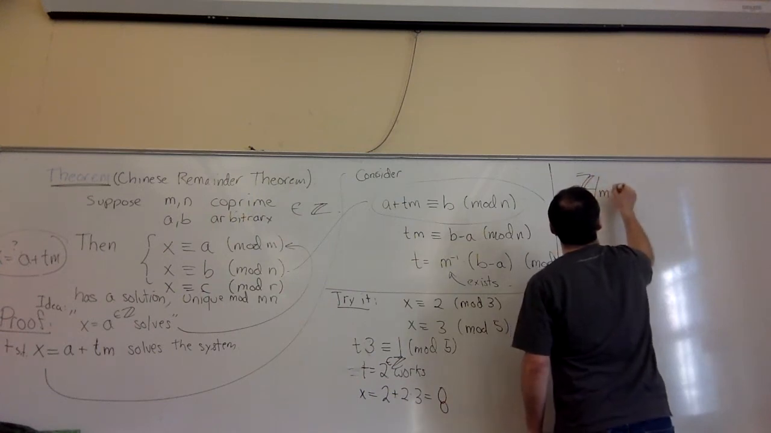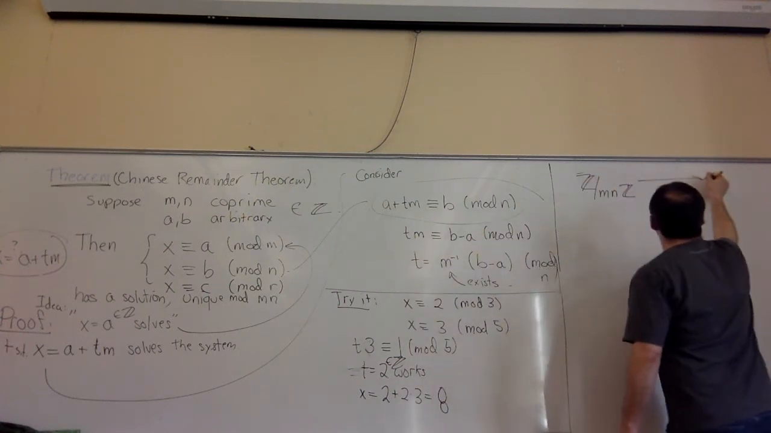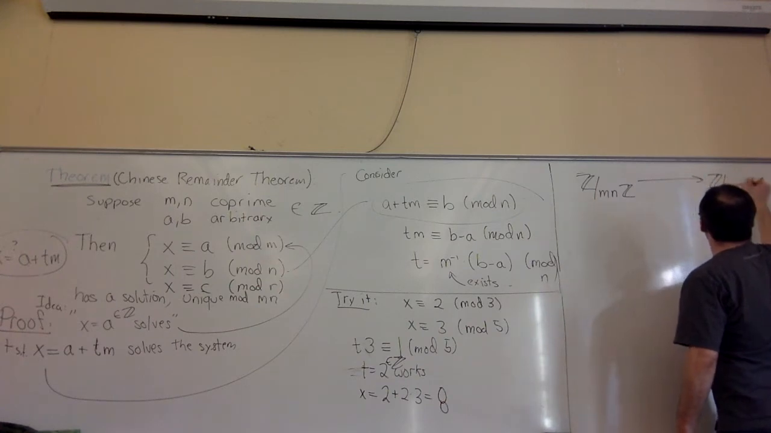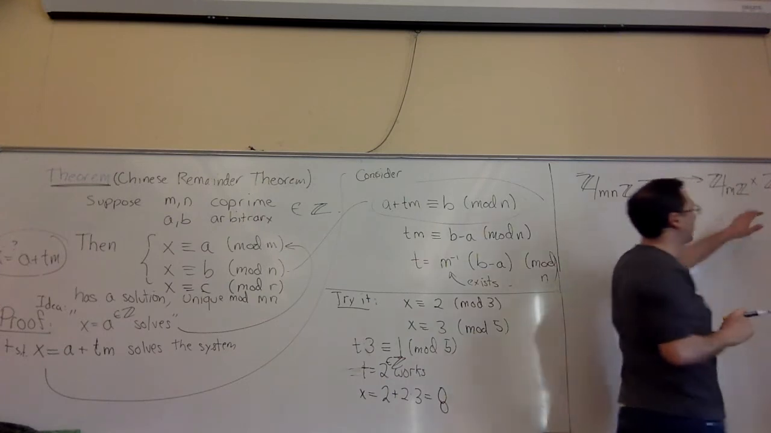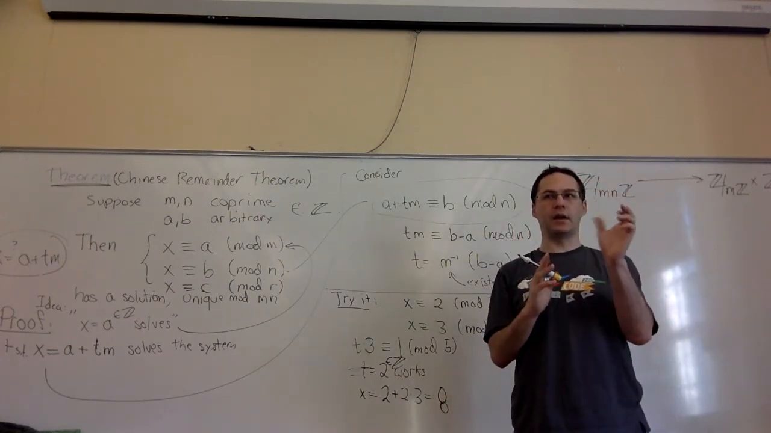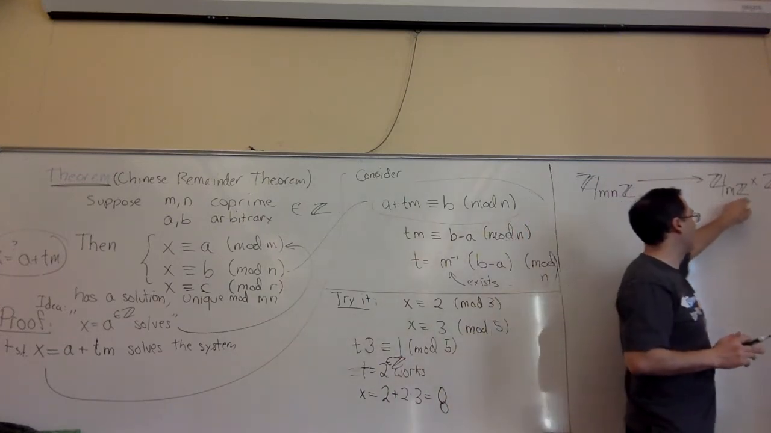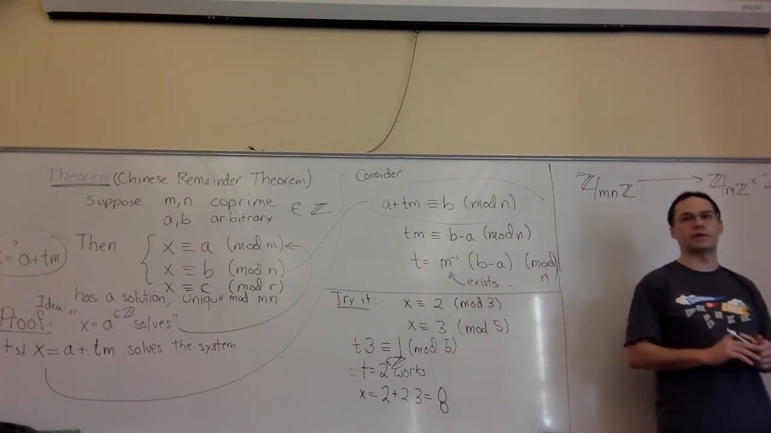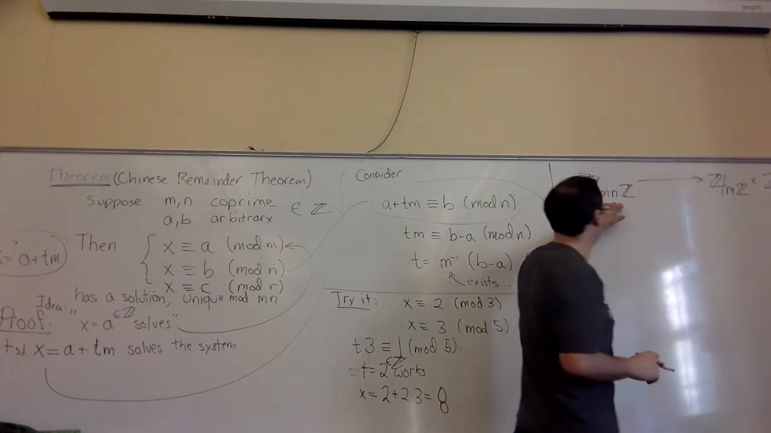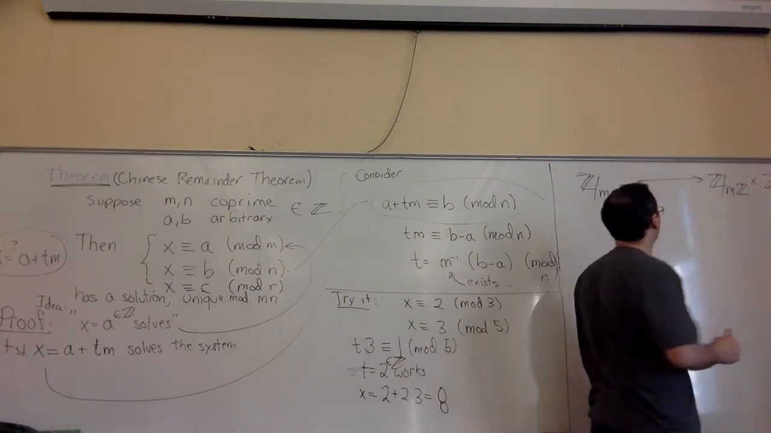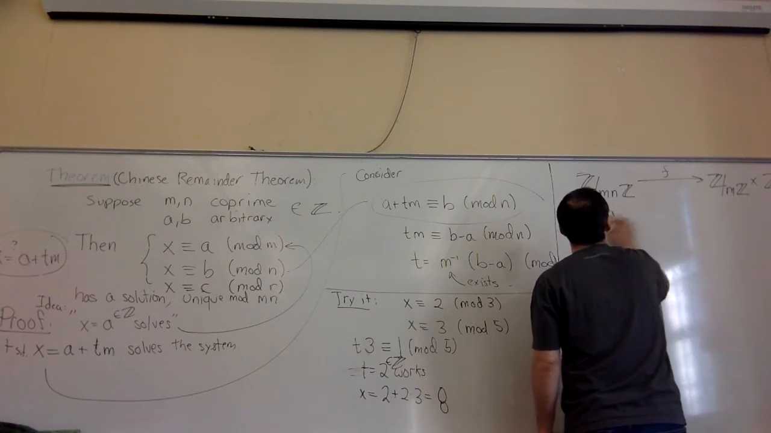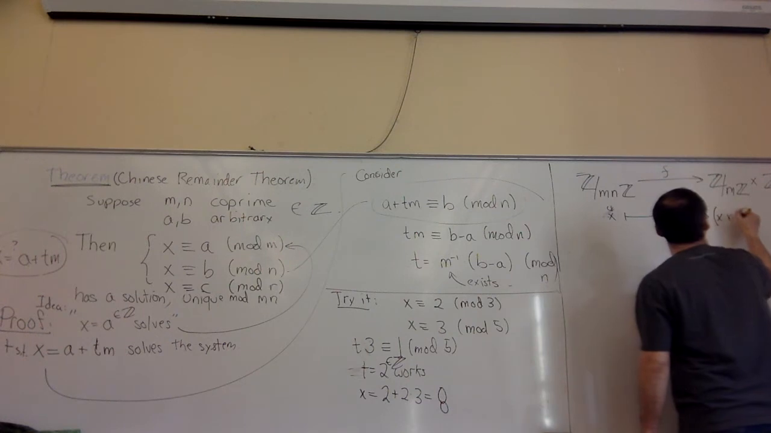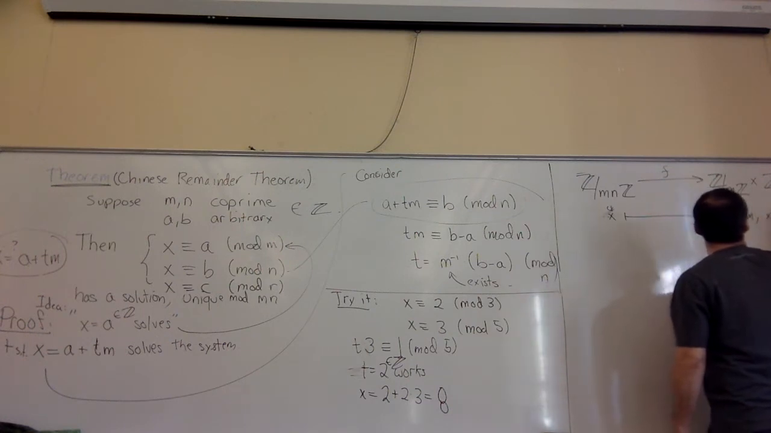I'm going to write Z mod mnZ, and then I'm going to write Z mod mZ cross Z mod nZ. By the cross, I mean the set of pairs (A, B), where A is in Z mod mZ and B is in Z mod nZ. It's the Cartesian product of two sets. We have a map here, which I'll just call F, where given an element x in here, it gets mapped to x modulo m and x modulo n.